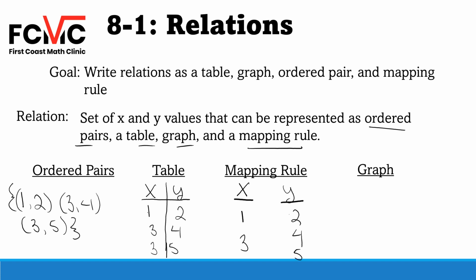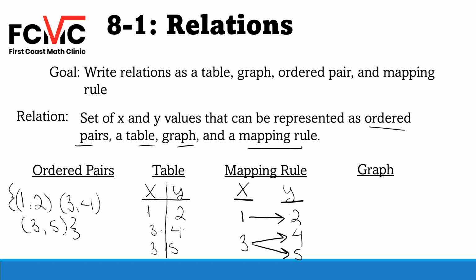To show the mapping, we're going to use arrows. So 1 is mapped to 2, so we draw an arrow from 1 to 2. 3 is mapped to 4, and 3 is mapped to 5. So we draw an arrow from 3 to 4 and an arrow from 3 to 5. That's why we only need one of those 3s.